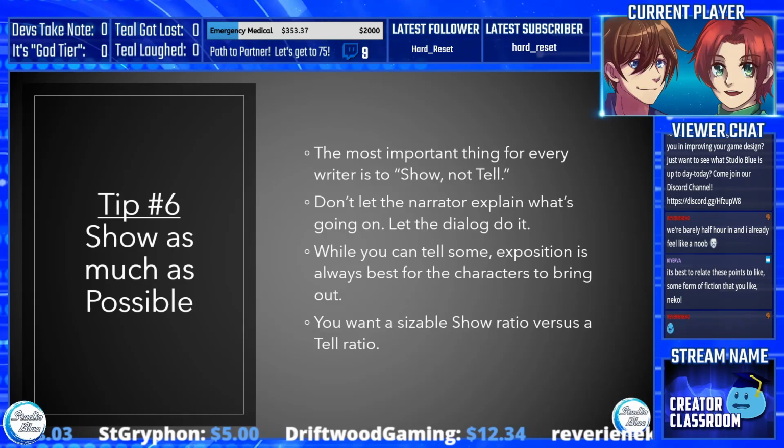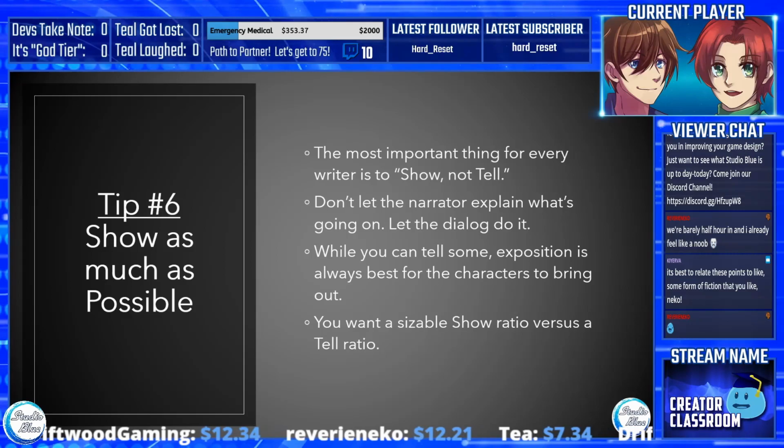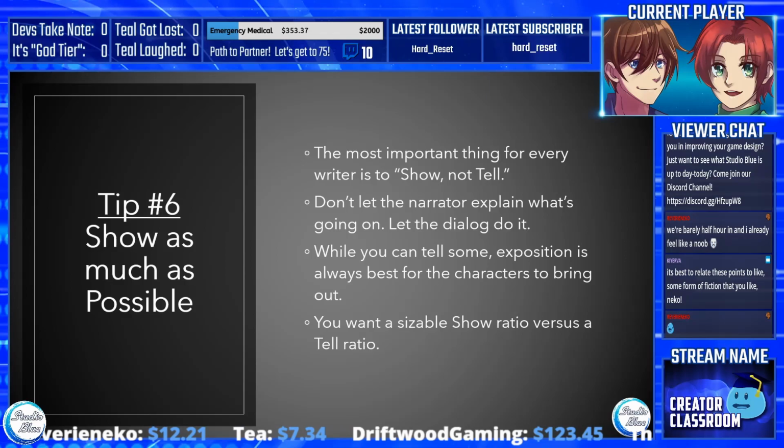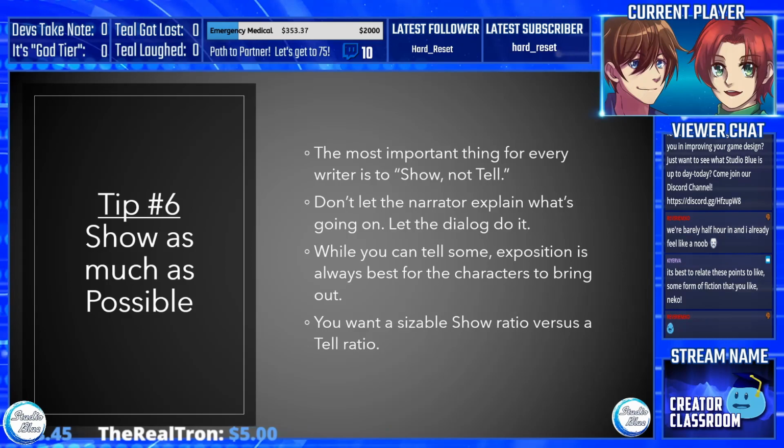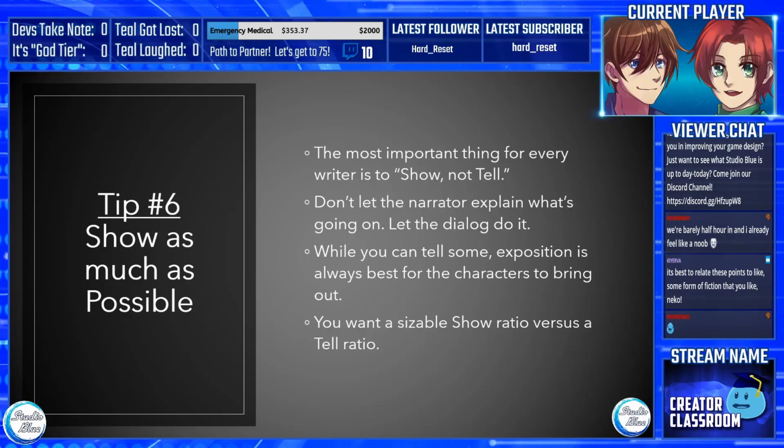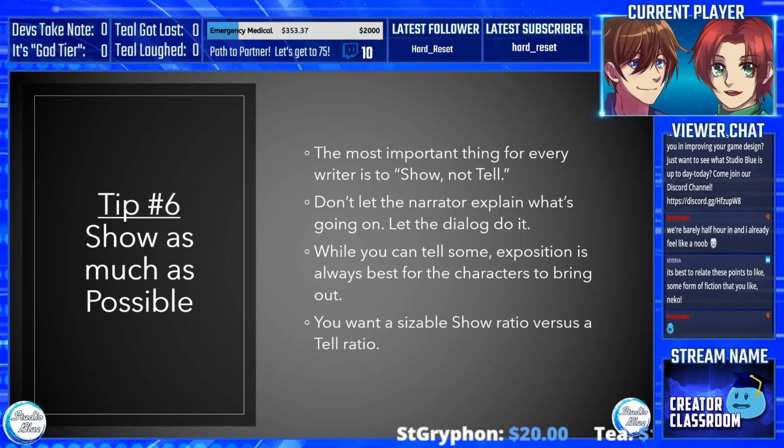Show as much as possible. We have ridden people about this on our Let's Plays back when we used to do those. We ride AAA developers about that during our critical plays on Wednesday and Thursday. We bitch about it all the time. This is, other than writer's convenience, one of the things that drives Teal and I bonkers. Yeah. The most important thing for every writer is show, not tell.